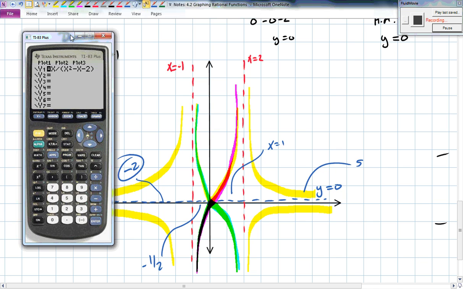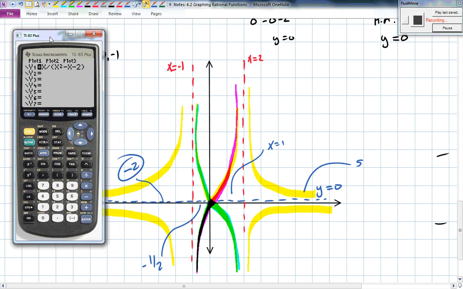Okay, so punch into our calculator here: x over x squared minus x minus 2. You got it in your calculator? Good, great. Here's what we're going to do. We are going to go to second table setup, which is second window.